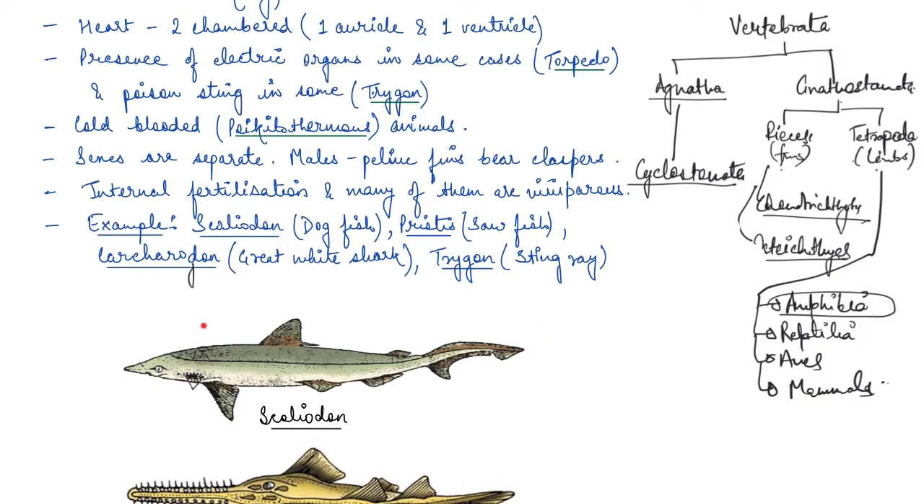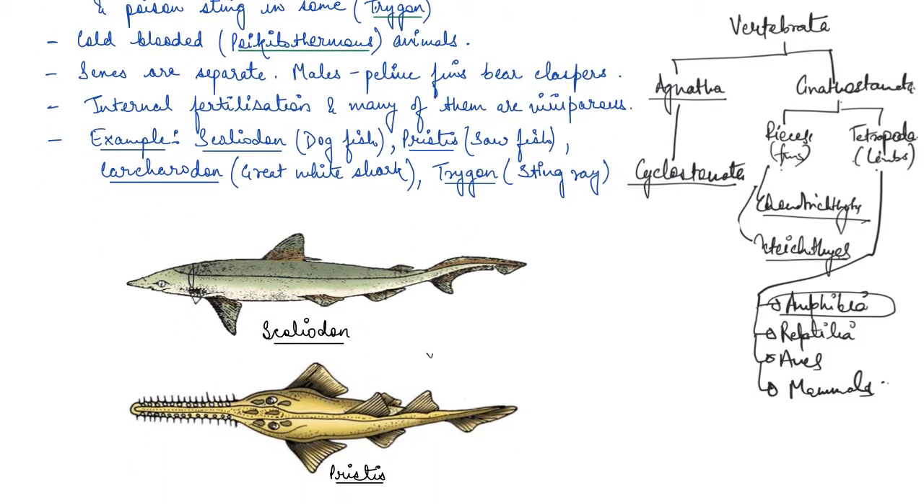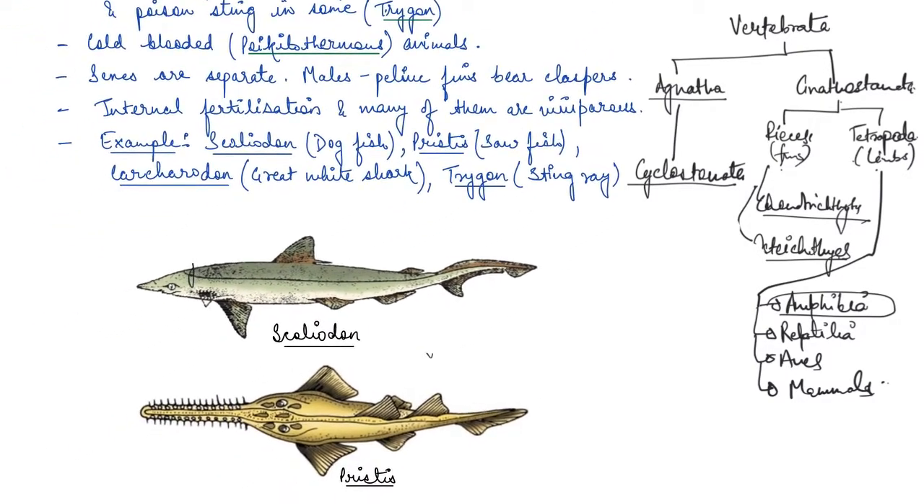This is a diagram of Squaliodon. Then you have sawfish. If you see this, this is the sawfish. Okay, so why is it called a sawfish? Because the mouth somewhat resembles a saw. Okay, then you have Trygon, which is a stingray.